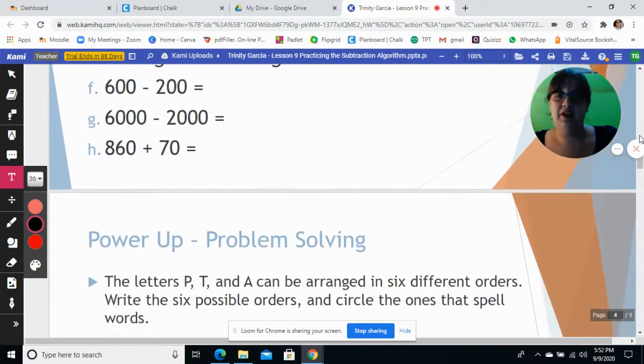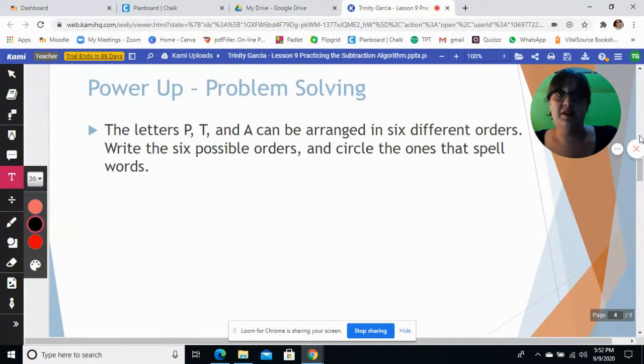Okay, moving on. Power up problem solving. Now, this is so similar to some of the other problems that we've done before that we're going to talk through it a little bit quicker. All right? The first step is to do what? To understand the problem. And in order to understand the problem, we need to read the problem.